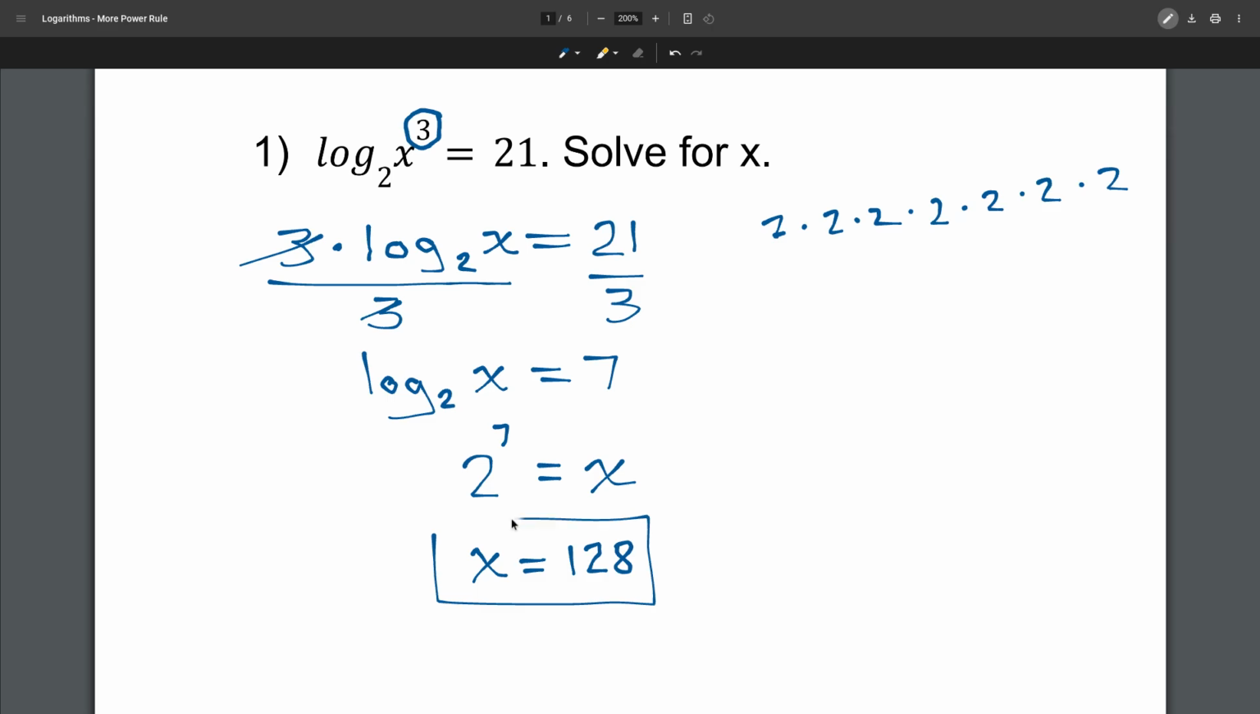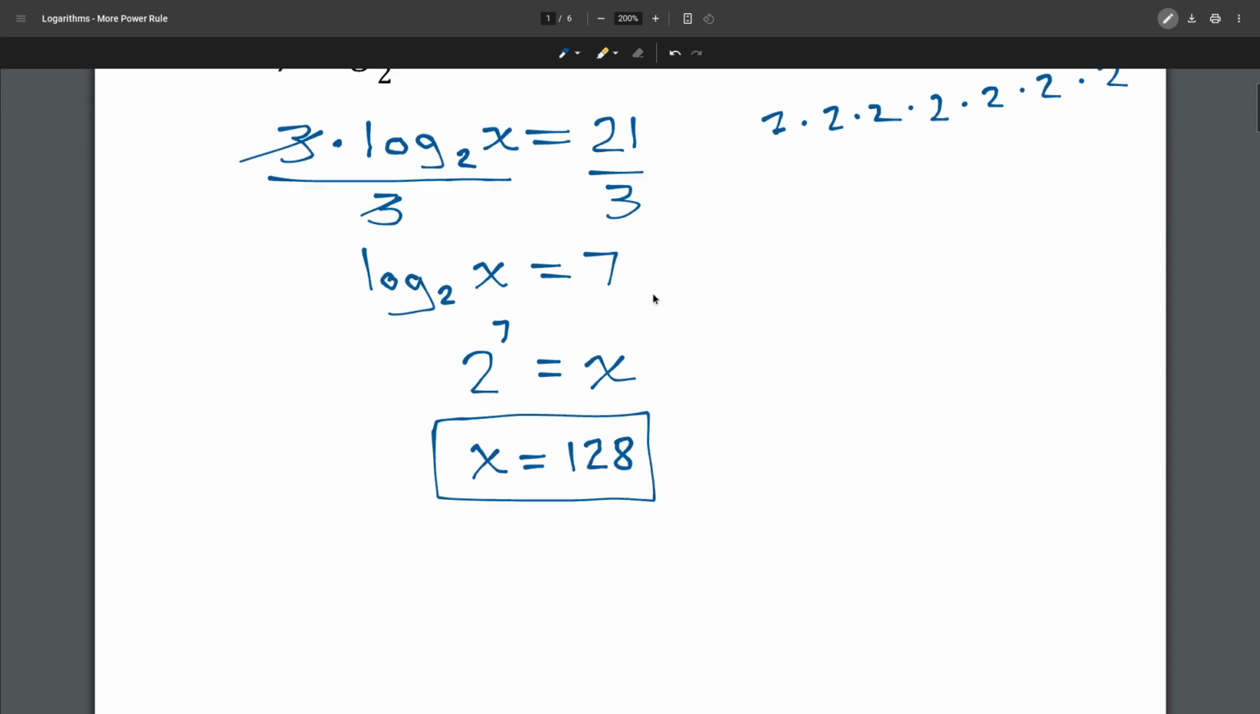Okay. Now, because we have an odd power here, we don't have to worry about a potential negative solution. We'll have one coming up where I'll show you why it could also be a negative solution there as well. Let's try another one. Let's go to problem 2.